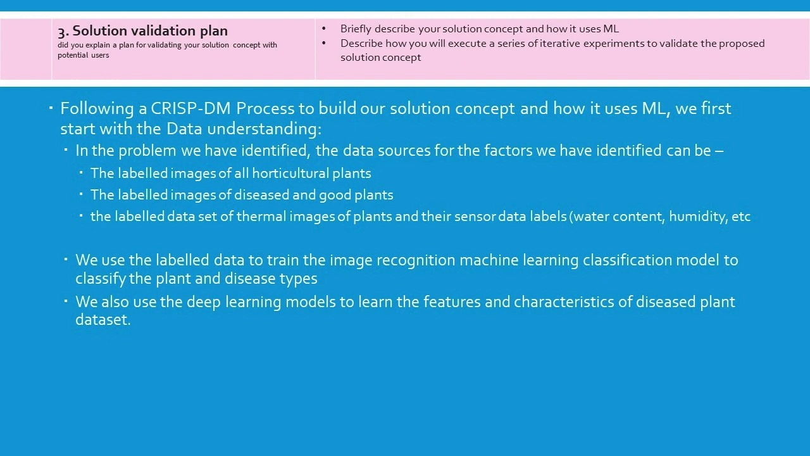For the problem statement that we have chosen, the data sources are labeled images of all key horticultural plants, the labeled images of diseased and good plants, so that you are able to train your model to understand what is a good plant and what a diseased plant looks like, and also the thermal images of plants and their sensor data labels, for example water content and humidity of the plant, and how those plants look, for example a healthy plant with good water quality will be very green, dark green in color.